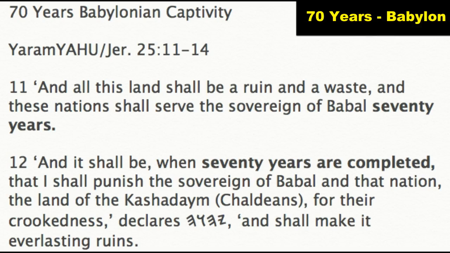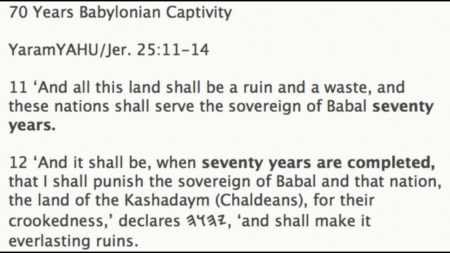Now we'll also be talking about the 70 years Babylonian captivity that was prophesied for Yasharal as a nation, specifically the house of Yahudah, or Judah. Now we're here in Yirmiyahu, or Jeremiah chapter 25, verses 11 through 14, but also pay careful attention to the language that Yahuah uses concerning what happens after the 70 years have been fulfilled.